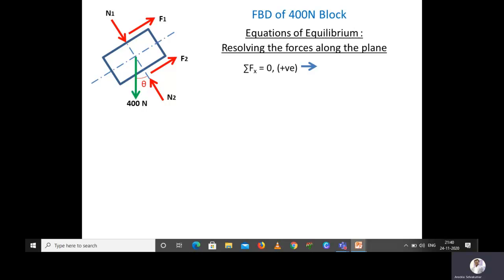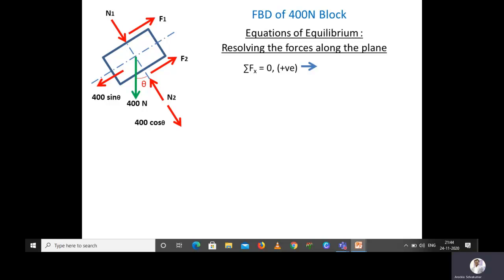Here you can see that F1 and F2 are acting towards right. The block self weight is 400 Newton, so it will have two components. One is the horizontal component with respect to the inclined plane, that is 400 sin theta, and another component will be along the normal direction of the inclined plane, that is 400 cos theta.